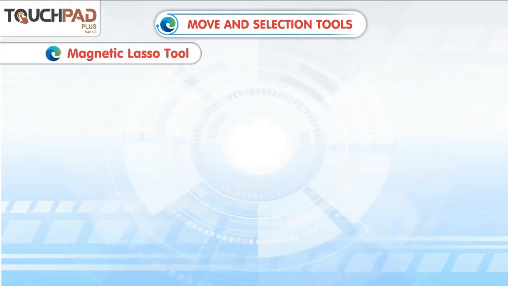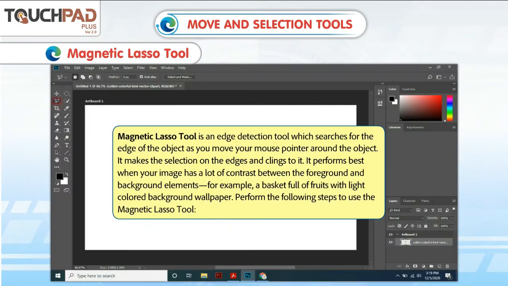Magnetic Lasso Tool. Magnetic Lasso Tool is an edge detection tool which searches for the edge of the object as you move your mouse pointer around the object. It makes the selection on the edges and clings to it.